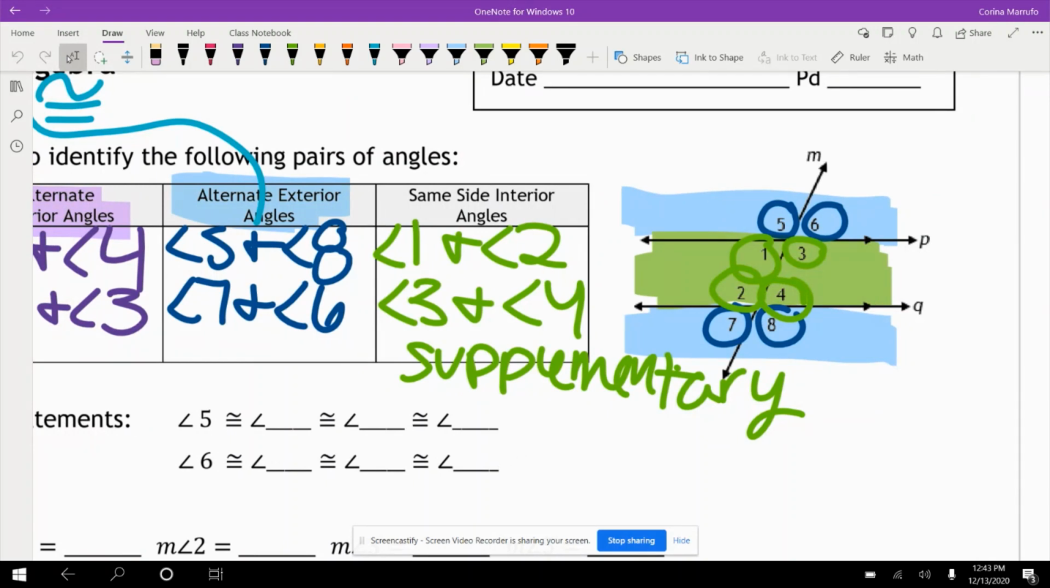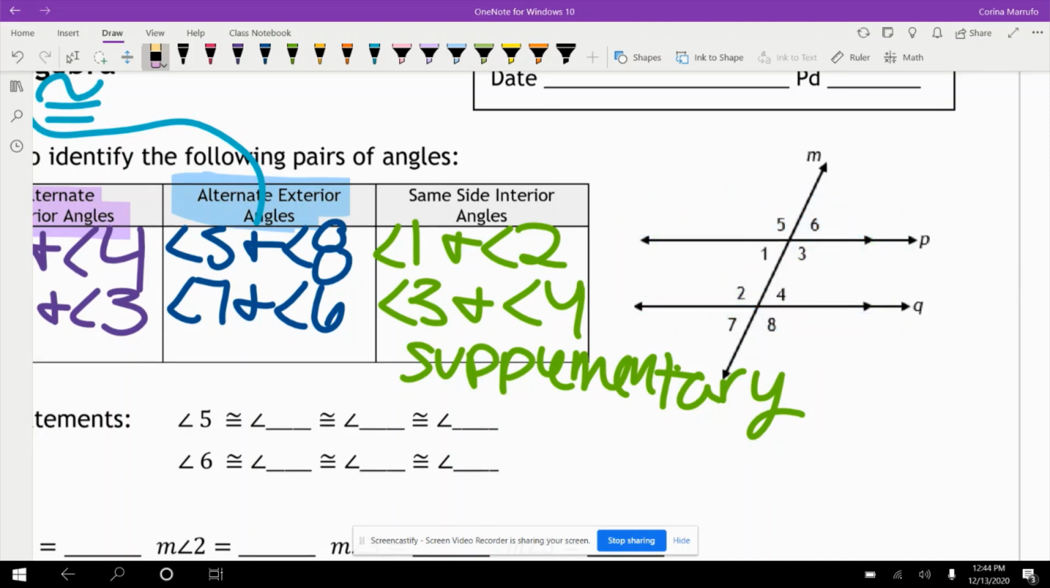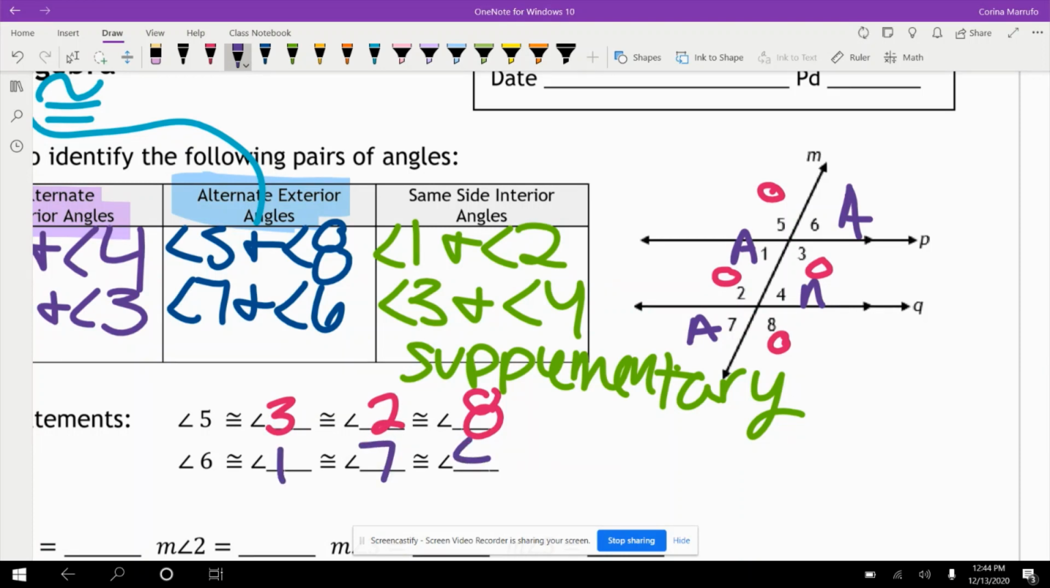So let me go ahead and erase here what I have. And so angle 5 is our obtuse angle. So all of our obtuse angles are going to be equal. So all of these are the obtuse angles. So 5, 3, 2, and 8. And your acute angles, these ones right here are 6, 1, 7, and 4. All of these are congruent.